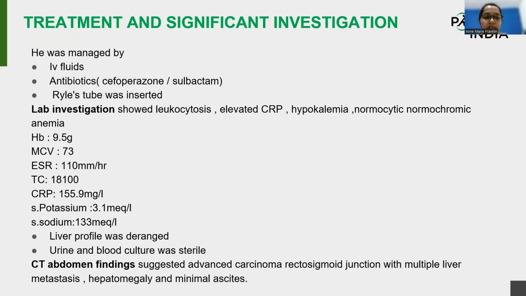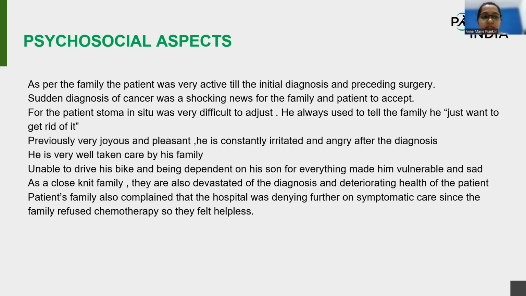And the lab investigations are as follows. He has leukocytosis, elevated CRP, anemia, hypokalemia. And he had multiple liver metastasis, so his liver profile was very deranged, and urine and blood culture was sterile. CT abdomen was also done, showing advanced carcinoma rectosigmoid junction with multiple liver metastasis, hepatomegaly, and minimal ascites. Next slide.